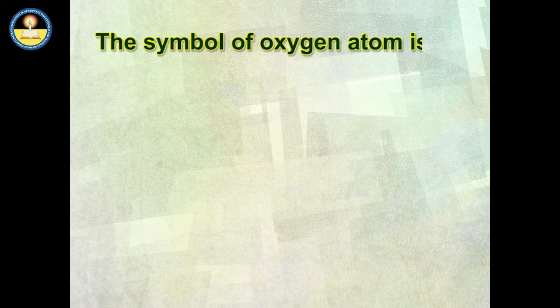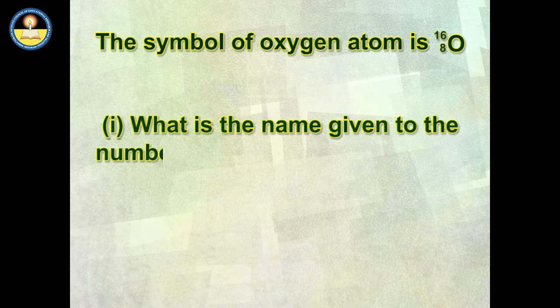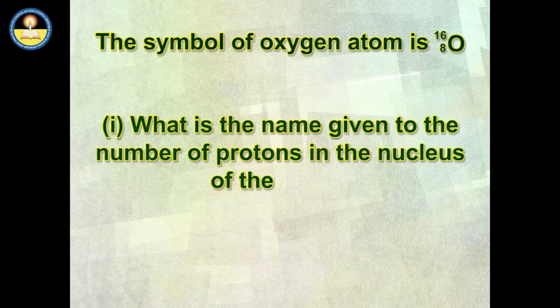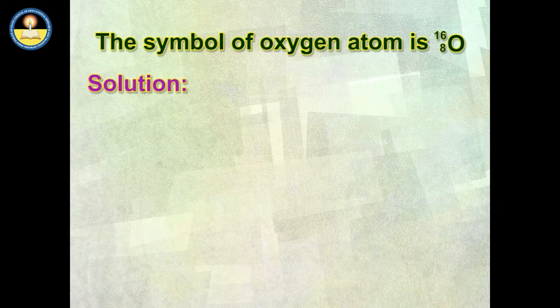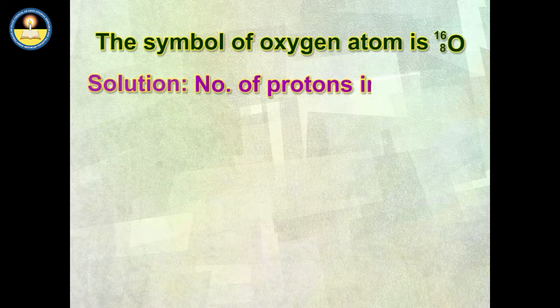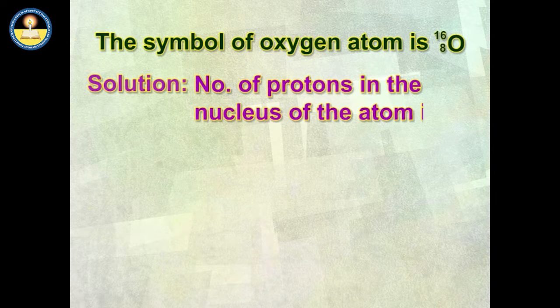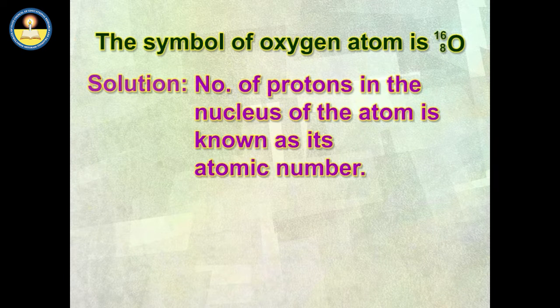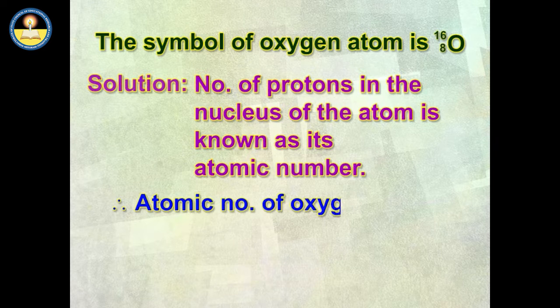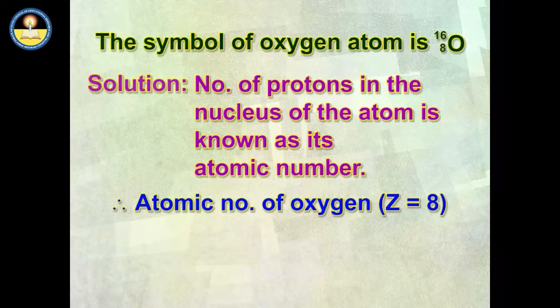Let us take one more example. The symbol of oxygen atom is 16O8. What is the name given to the number of protons in the nucleus of the atom? Solution. Number of protons in the nucleus of the atom is known as its atomic number. Atomic number of oxygen is equal to 8.